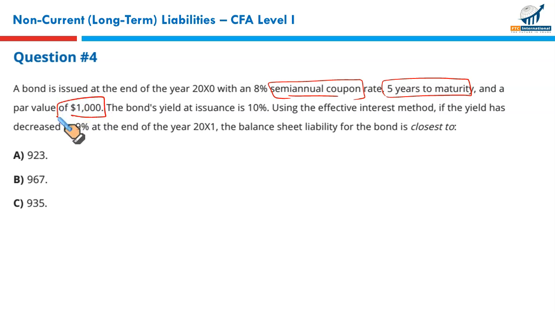That means the redemption value. The bond yield at issuance is 10%. This is the bond yield or the effective rate. Using the effective interest rate method, if the yield has decreased to 9% at the end of year 2001, the balance sheet liability for the bond is closest to.